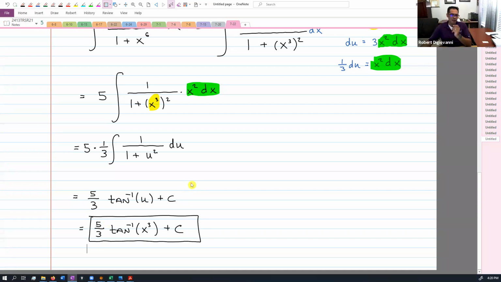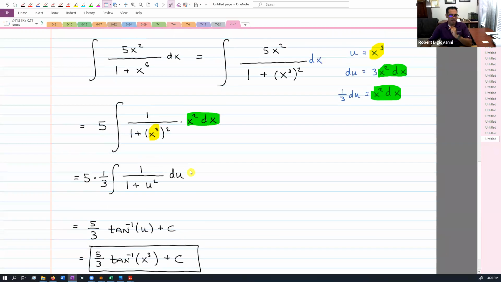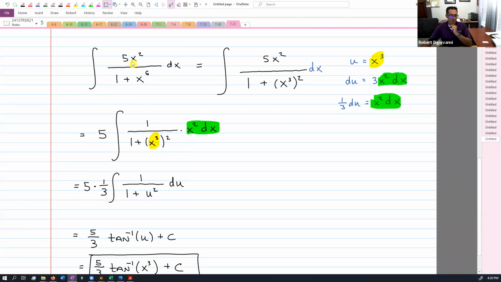I think the key to making that substitution is, again, the idea that you have a 5x squared and you'd really love to see an x cubed. That's where that comes from. Yeah, I guess just realizing, looking to make similar exponent values.